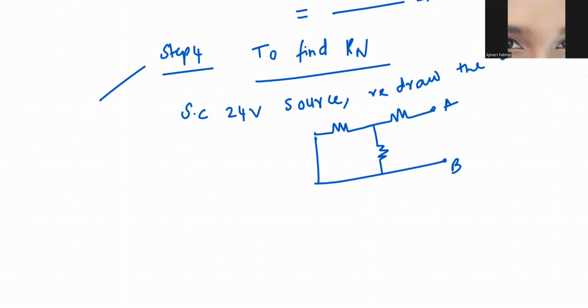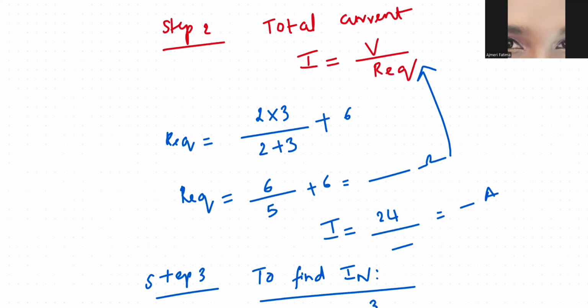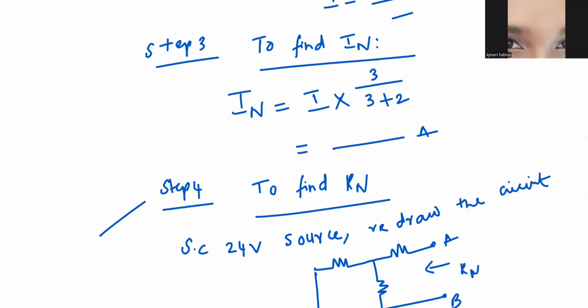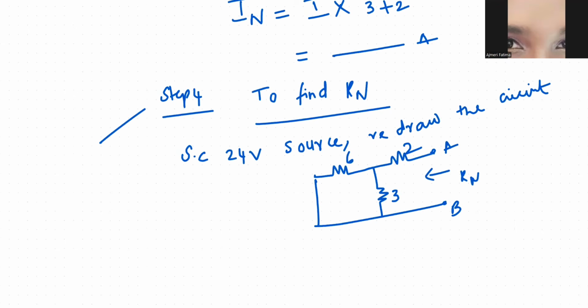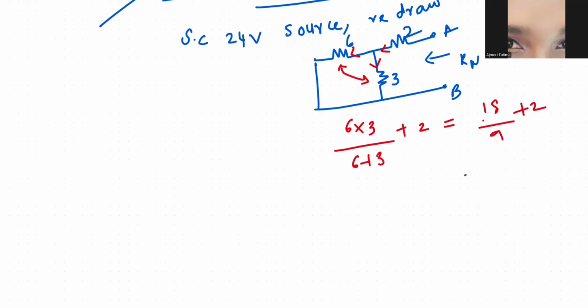Now what do you have on this side? If you see the question, you have 2 over here, 6 over here, and 3 here. The flow of current, our assumption would be it is flowing from this side, right? So now I can say 6 and 3 are parallel. When resistances are parallel, R1 R2 by R1 plus R2, plus 2. That would give us 18 by 9 plus 2, so that is 2 plus 2, equal to 4 ohms.